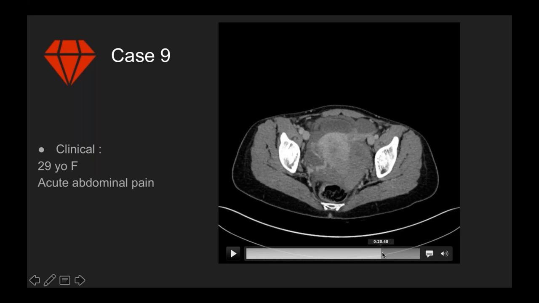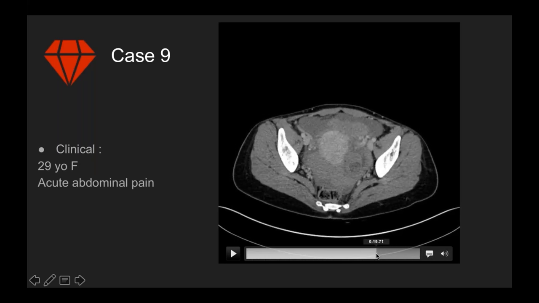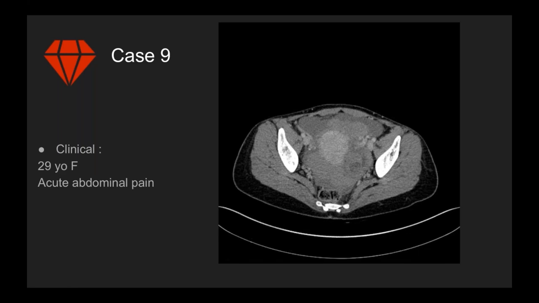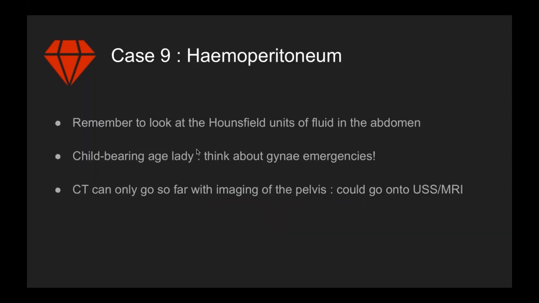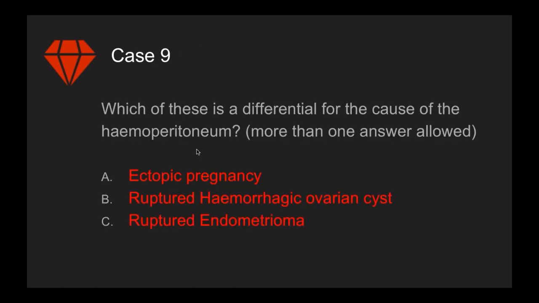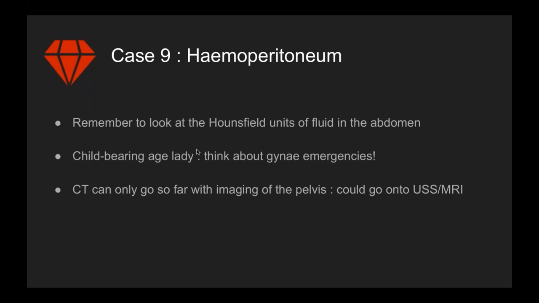Here you can't really see the ovaries very well, but the fact that the blood is centered in the pelvis, and it's a young woman presenting with acute abdominal pain, you have to think about gynecological emergencies. Of which these three, ectopic pregnancy, ruptured hemorrhagic ovarian cyst, or even a ruptured endometrioma, could be the underlying cause. With this particular patient, this turned out to be a ruptured hemorrhagic ovarian cyst. If the patient is well enough, and it's the right clinical setting, you could go on to do ultrasound or even MRI. But clearly, the patient was quite unwell. I think this particular patient just went straight to theatre.